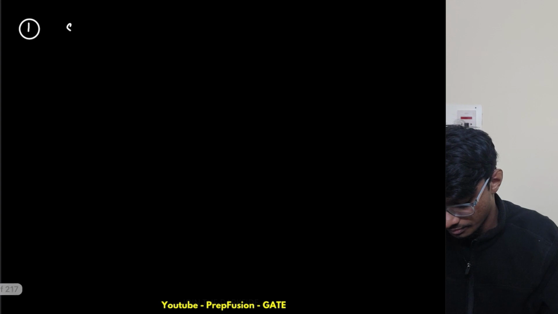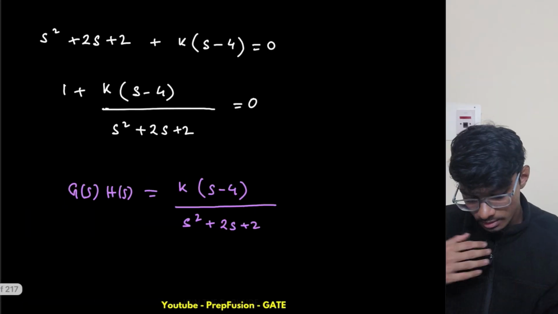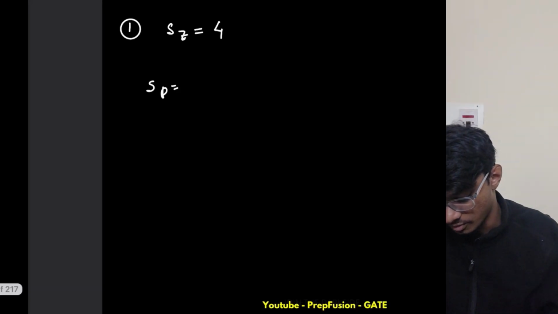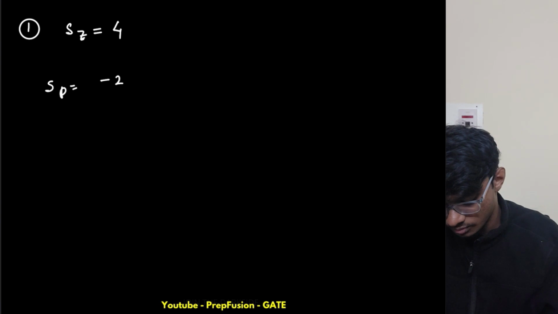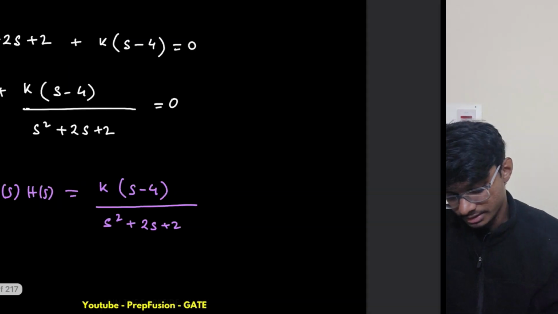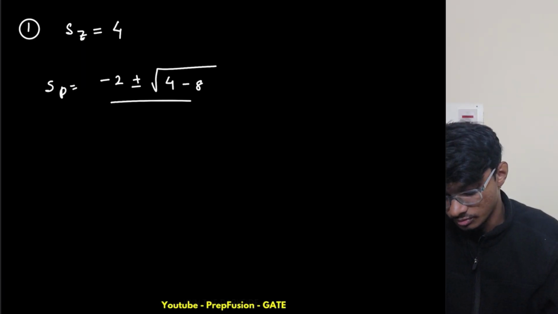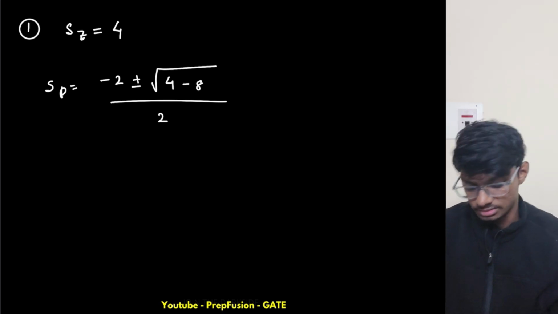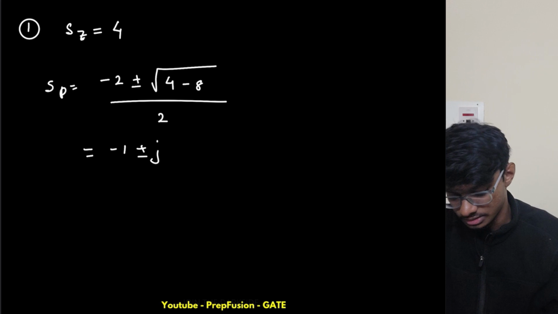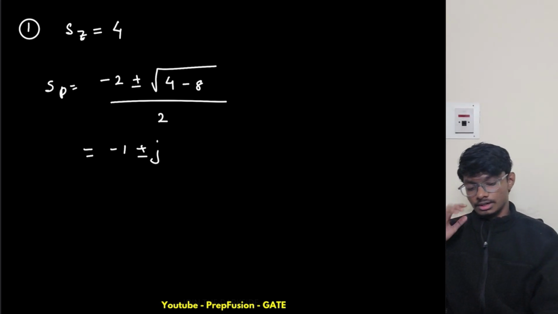So open loop zero: s minus 4 equals 0, so s equals 4. And what are my open loop poles? For that I have to again apply the Sridhar Acharya formula. So this is minus 2 plus minus square root of b square minus 4ac. This one will come out to be minus 1 plus minus j. This is a very standard equation. So minus 1 plus minus j.